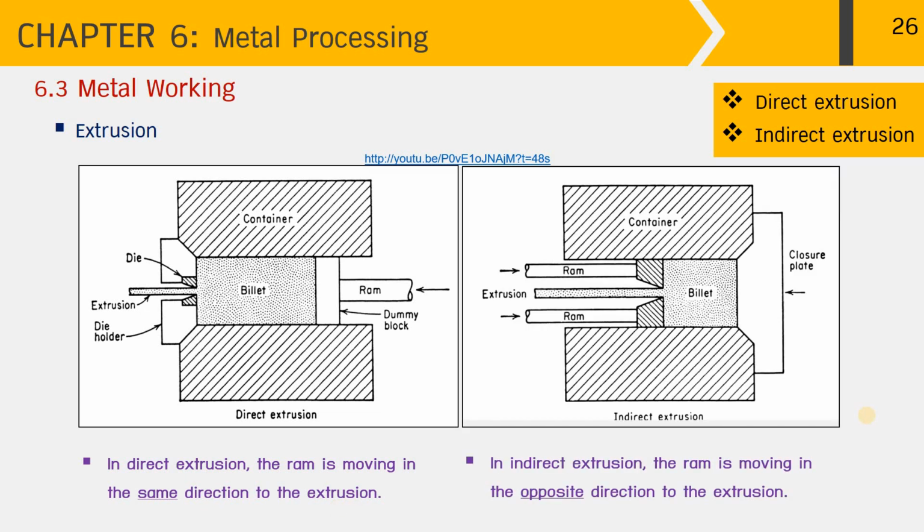For indirect extrusion, as you can see from the cross-section of the setting over here, the billet is placed within the container with a closure plate at the end. That is to resist the force applied by the ram on the other side. For indirect extrusion, the ram is hollow and pressed against the die, and that is to make the billet flow through the die opening, making the extrusion. So the extrusion moves in the opposite direction. For indirect extrusion, the ram is moving in the opposite direction to the extrusion.